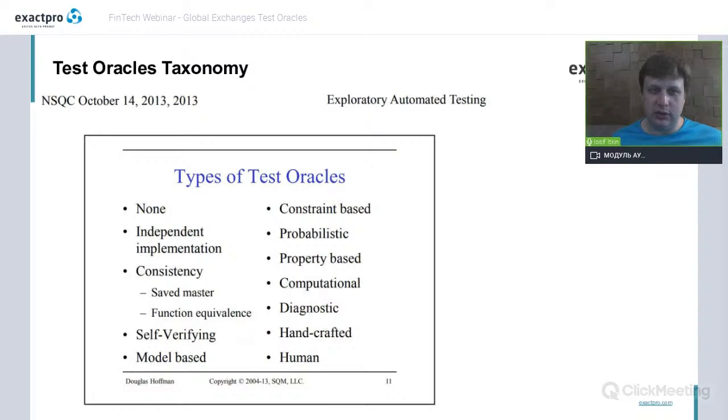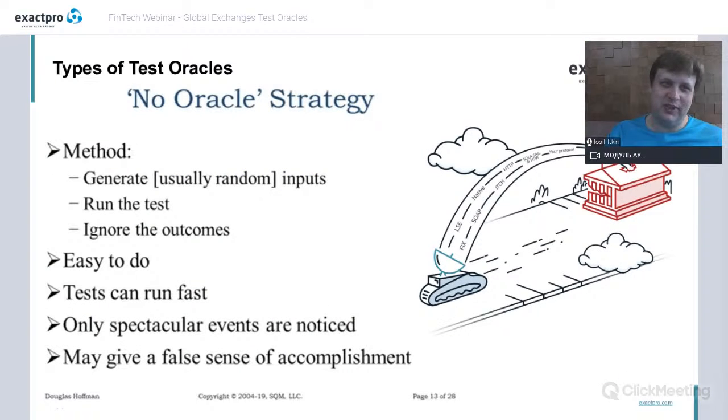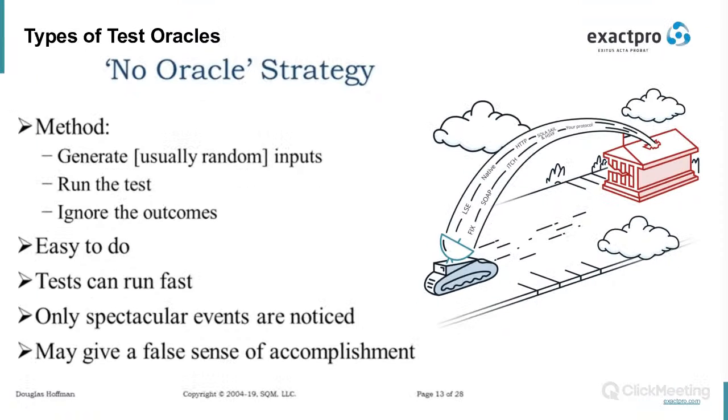So we can try to look at this list and try to find connections to something that we encounter in our work. So let's start with the first one, that is none. So what is none as a test oracle? It is a method where we are not using any judgment on the output of the test. So we generate usually random inputs, we run the test, and we ignore the outcome. It is easy to do. Tests can run very fast. Only spectacular events are noticed, and it may give a false sense of accomplishment.